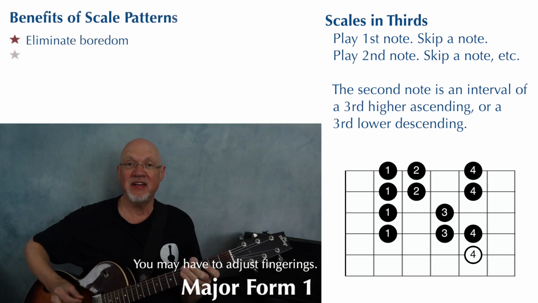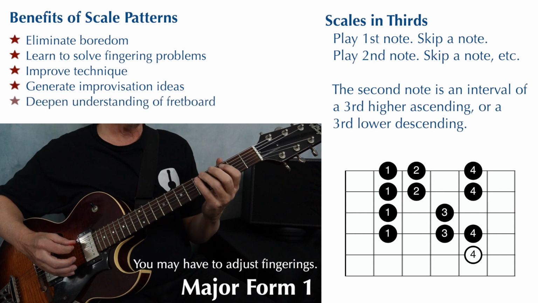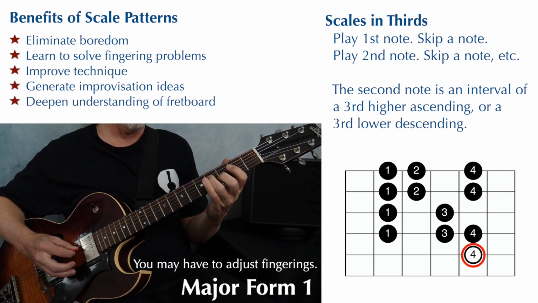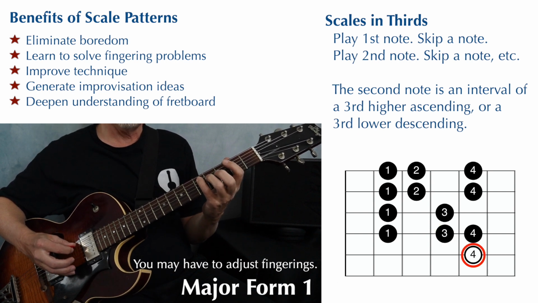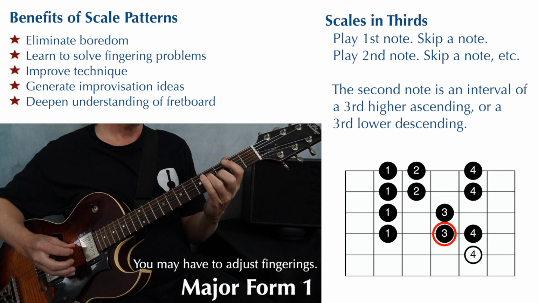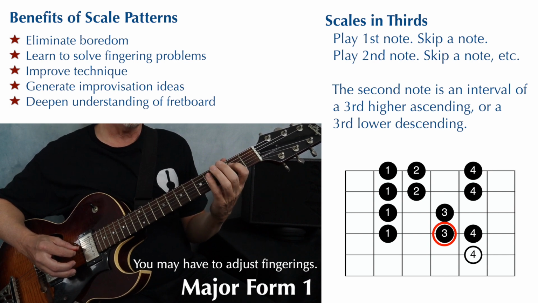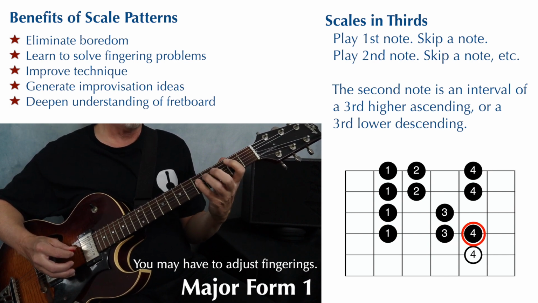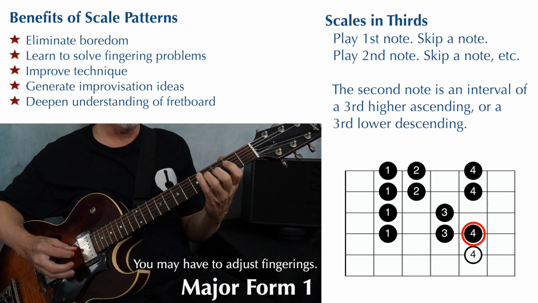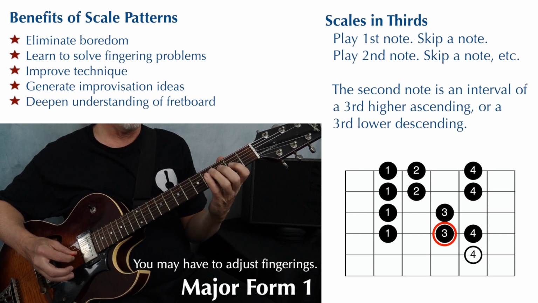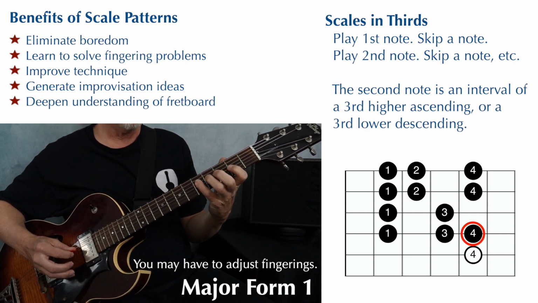This is called playing in thirds. You start on the first note of the scale and then skip a note to play the third note of the scale. The second note is the interval of a third above the first note. And then you play the second note of the scale, skip a note, play the third note of the scale form, skip a note, and so forth.